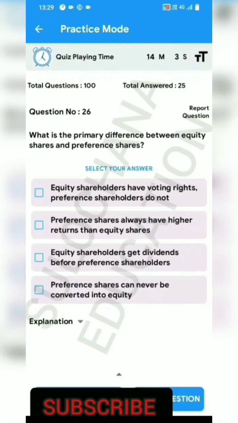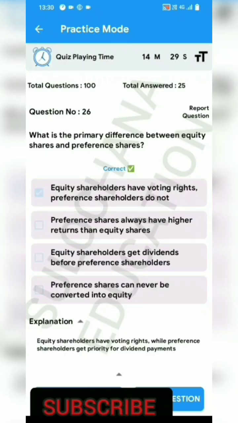What is the primary difference between equity shares and preference shares? Options are A. Equity shareholders have voting rights, preference shareholders do not. B. Preference shares always have higher returns than equity shares. C. Equity shareholders get dividends before preference shareholders. D. Preference shares can never be converted into equity. And the correct answer is A. Equity shareholders have voting rights, preference shareholders do not.